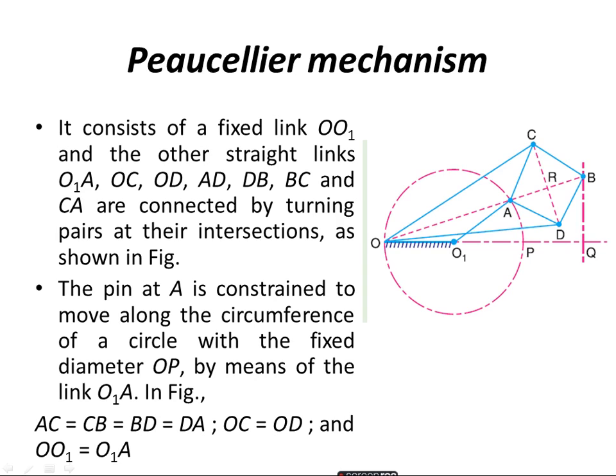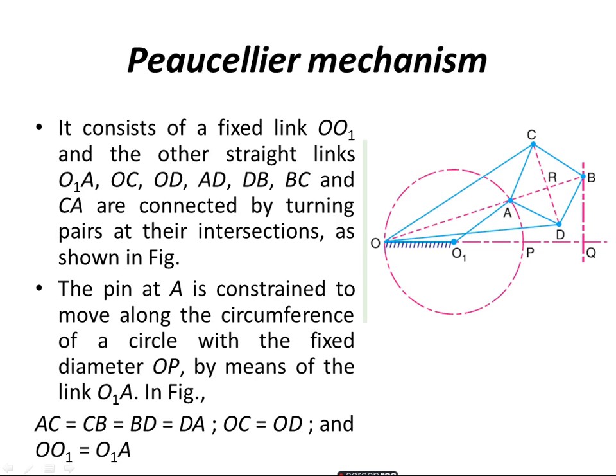So in this figure, AC is equal to CB, equal to BD, equal to DA. Okay, so all these are equal. It is a type of rhombus, you can see. That is ABCD, all the links AC, BD are of equal length. And then OC length is equal to OD length.